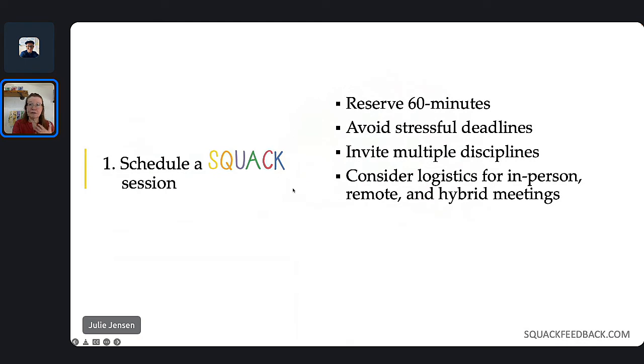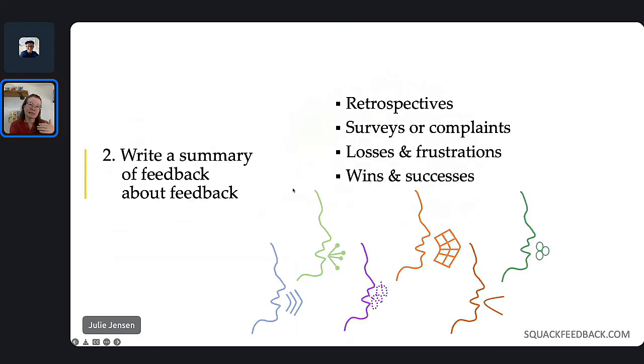A couple of things that are important are, I think it's important to really tie Squawk to your particular team's needs. So is there a way for you to write a summary about feedback, right? A summary of feedback about feedback. And that may come from, going back to your retrospectives, or have there been situations where maybe your stakeholders have given feedback but it hasn't been acted on and they're kind of frustrated.